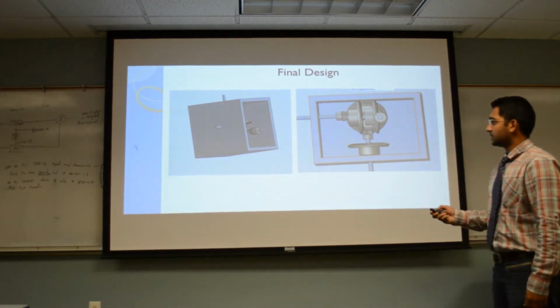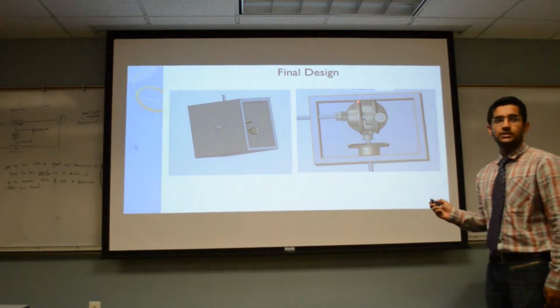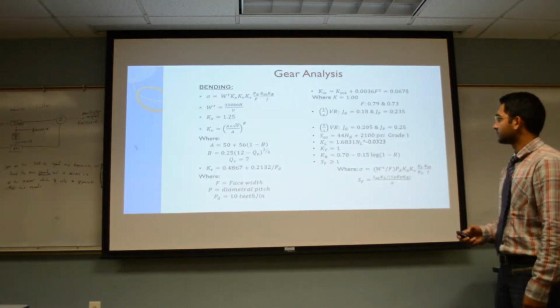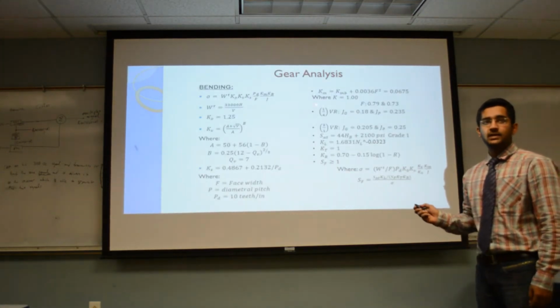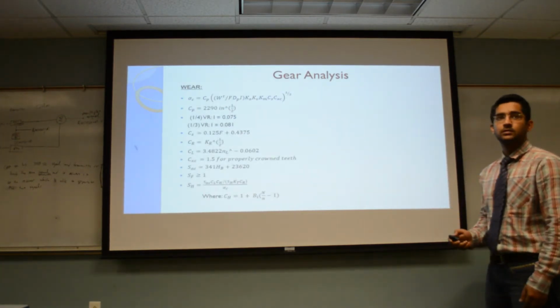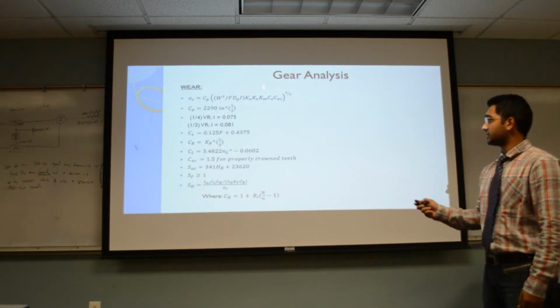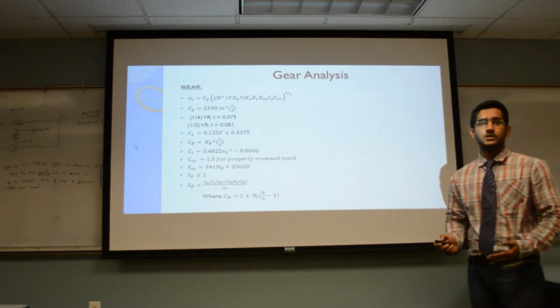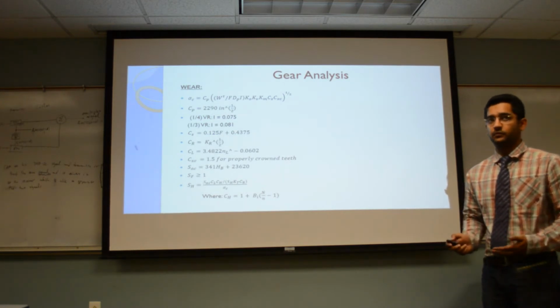As you can see here, when we designed our gear system in SolidWorks, this is what we got, and this is how our gear system looks. Here we have gear analysis for bending. And here we have gear analysis and the different parameters used for calculating wear stress. The objective is to get a safety factor that is above 1.